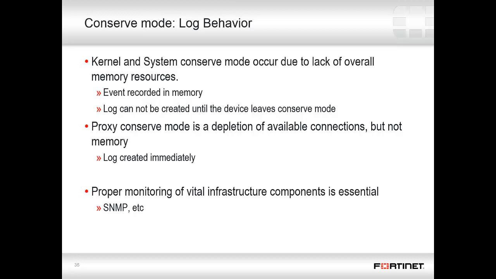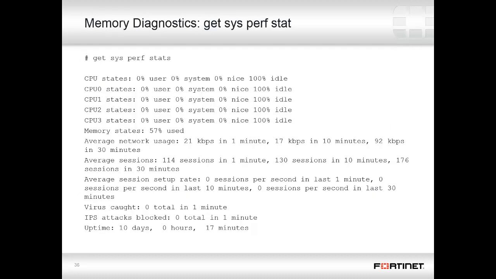This is expected behavior, and any device can run into high memory levels when you get down to it. It's important to make sure that you have proper monitoring of all the components vital to your network infrastructure. This could be things like SNMP, constant pings, etc. In order to help monitor and troubleshoot high memory levels, there are some useful diagnostic commands you should be aware of. Get system performance status is designed to give you an idea of how busy the device is.